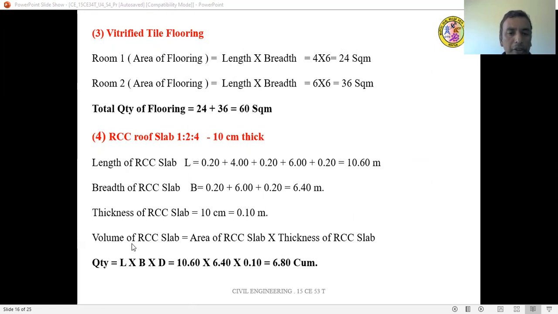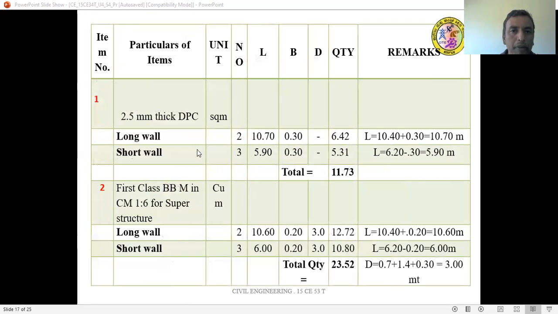Then you can easily find out the volume of RCC slab, which is equal to area of RCC slab into thickness of RCC slab. Finally, the quantity is calculated by L into B into D. L is equal to 10.6, B is equal to 6.4, D is equal to 0.1, which gives 6.80 cubic meter, the total quantity of RCC roof slab.